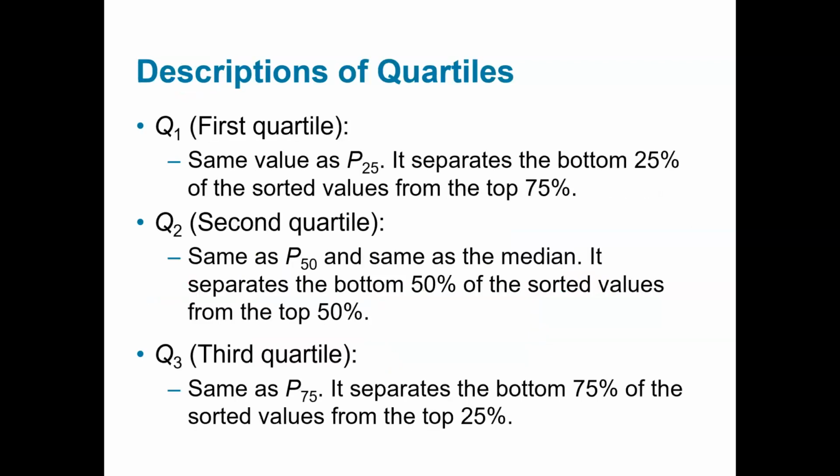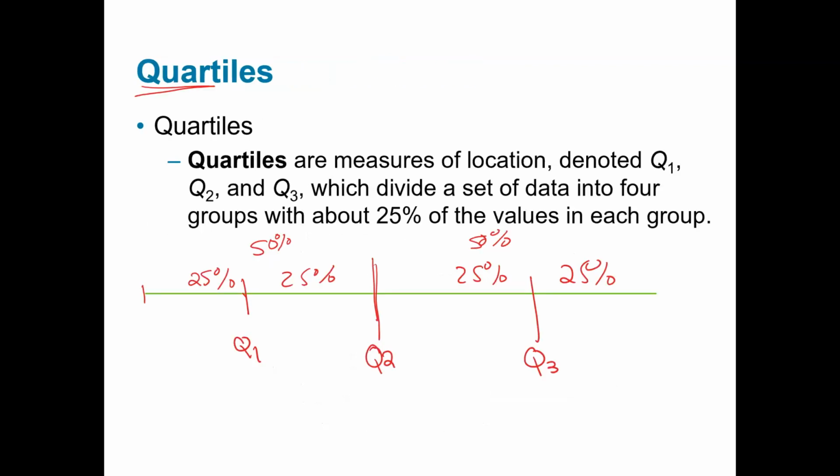Now, if we wanted to talk about it in terms of percentiles, remember that the percentile describes the percent below. So below Q1 is 25%, so this would be the 25th percentile. Below Q2 would be the 50th percentile, because that's how much is below. And below Q3 is 75%, so that's the 75th percentile.